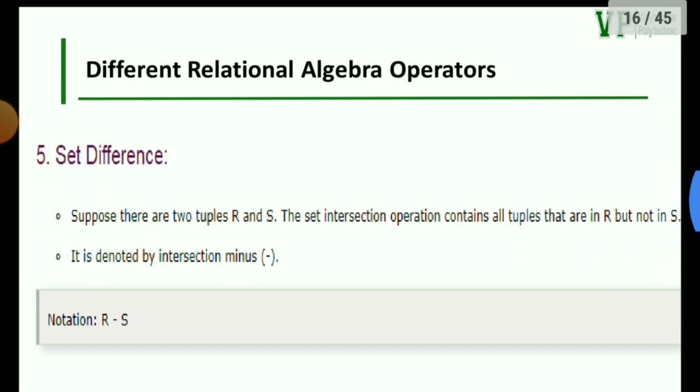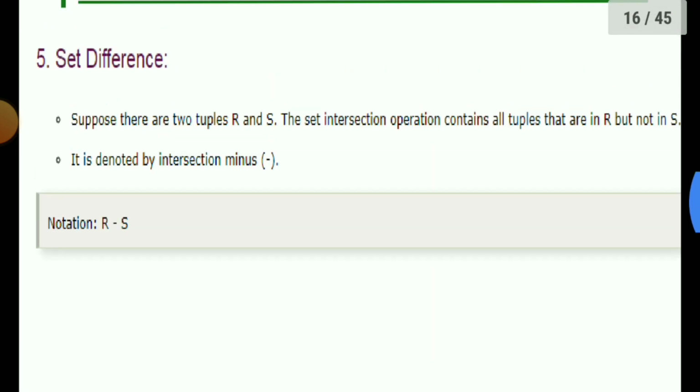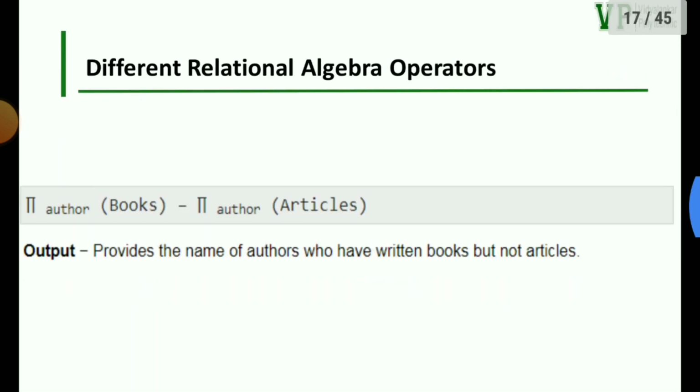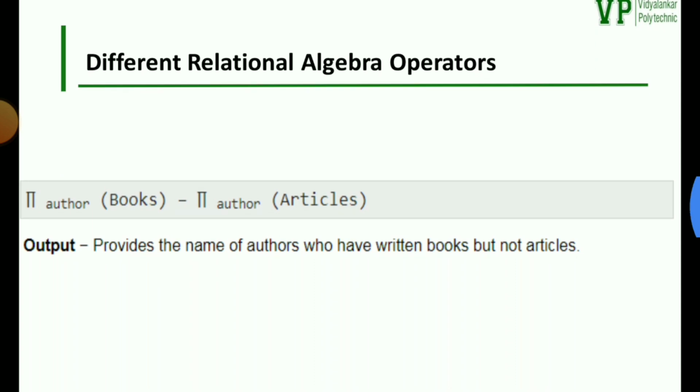Now we have set difference. What is set difference? It's nothing but minus. Suppose there are two tuples R and S. The set difference operation contains all tuples that are in R but not in S. Let's see it with the help of an example so you'll understand. Projection author book minus author articles provides the names of authors who have written books but not articles.